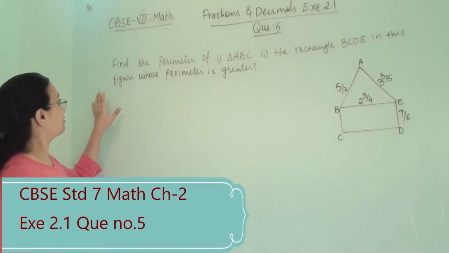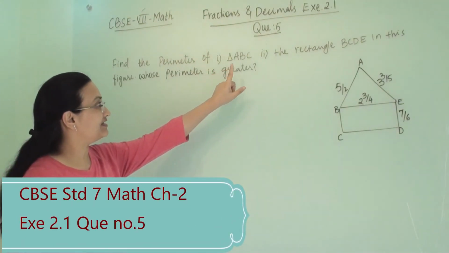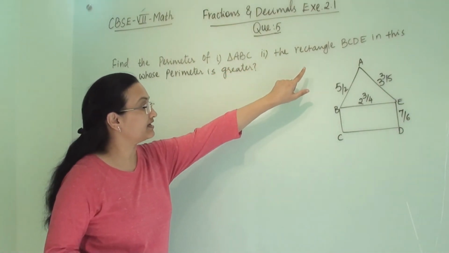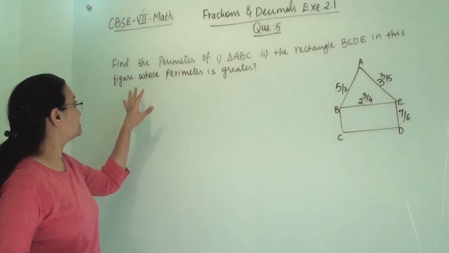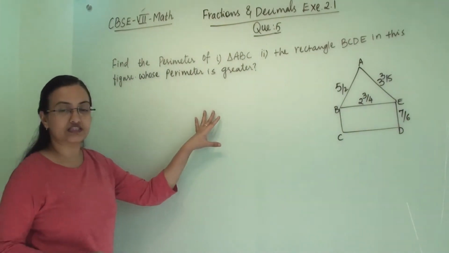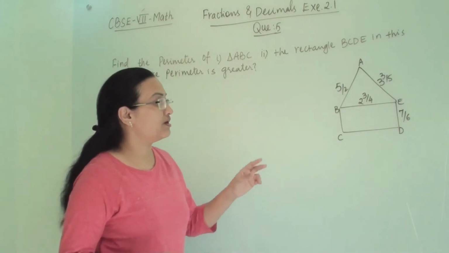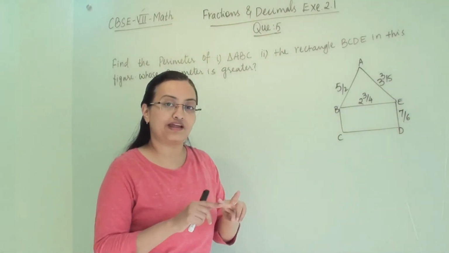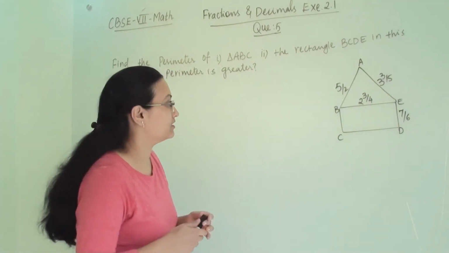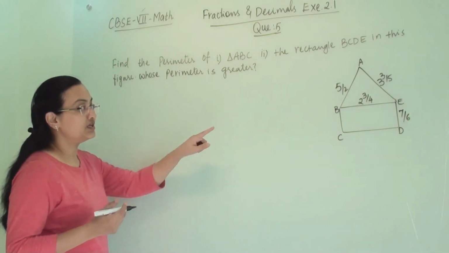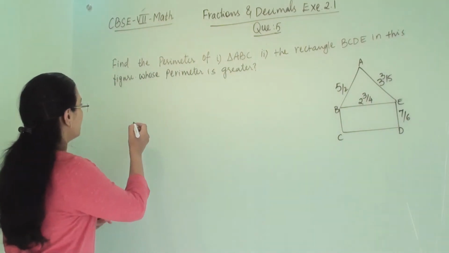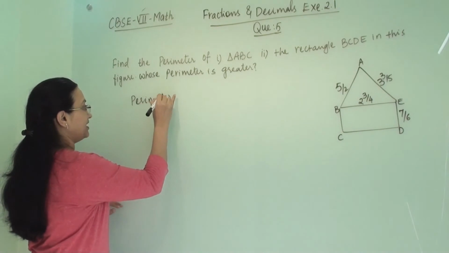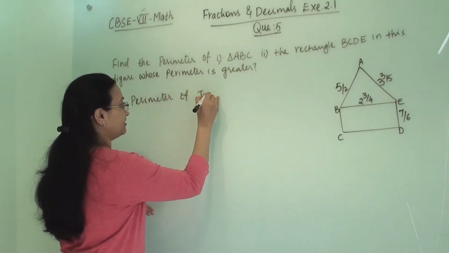Question number 5. Find the perimeters of triangle ABC and second the rectangle BCDE in this figure. Whose perimeter is greater? So we have to find out two perimeters. First is for triangle and second is for rectangle. So let us first find out the perimeter of triangle.